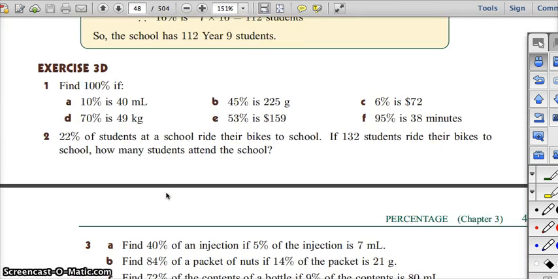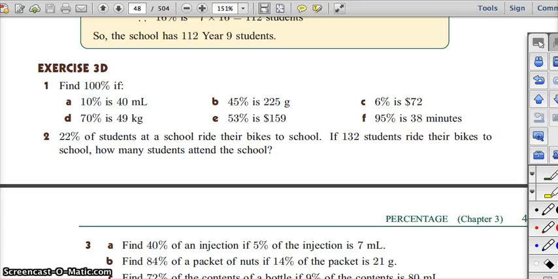And they start very easily. Find 100% if 10% is 40 mils. How would we go about this process? Luke, 10% is 40 mils. How would we go about it? Do we have to collect any information, Tani? Not really, no, it's all there for us. So Luke, remember back to the last question, we had the number of students divided by the percentage. What might we do here? What could we do to find out 1%?